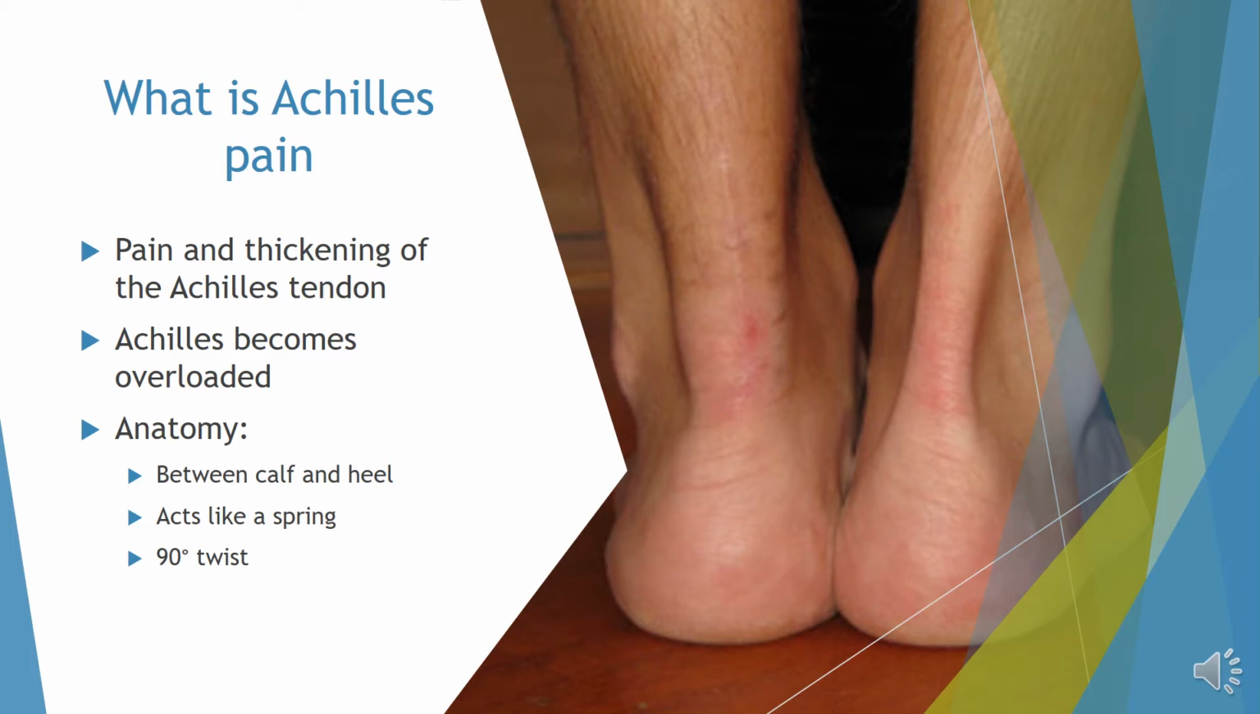So looking at the anatomy then, the Achilles tendon is how the calf muscle attaches to the heel. When you tense your calf muscle, the calf muscle pulls on the Achilles, pulls on the heel, and you go up onto your tiptoes. So that's the important function there.